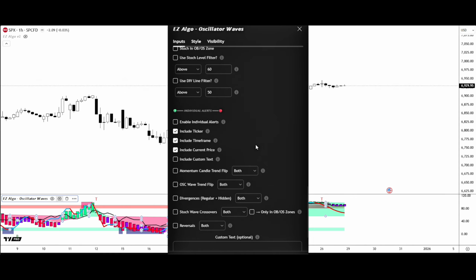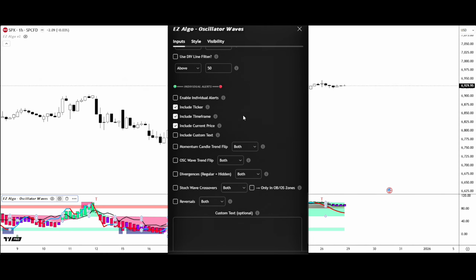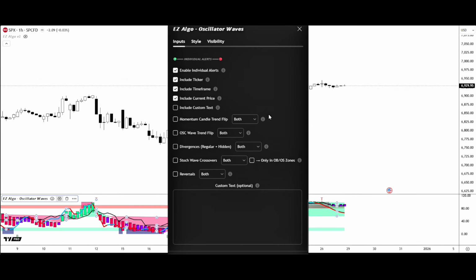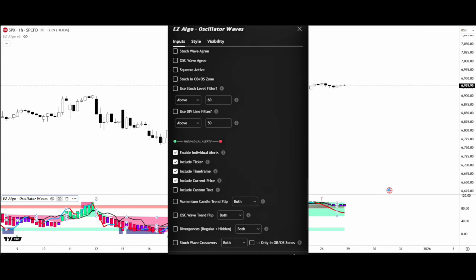If we want to do individual alerts, just something simple and easy, we can click this on. We can have it include the ticker, the time frame, include the current price, and we can choose what condition we want. So if we want when the momentum candles flip bullish or bearish, we can do that. The oscillator wave to flip bullish or bearish. If we want to be warned of divergences, Stoch waves, reversals, we can do all that. We can even add our own custom message box in there, and this will be added to your alert message.